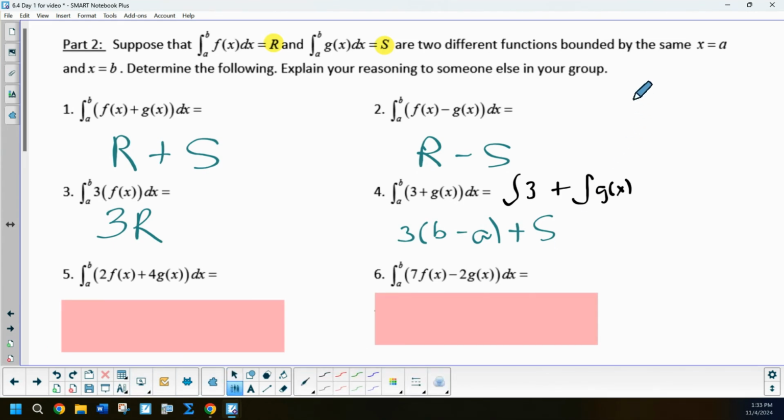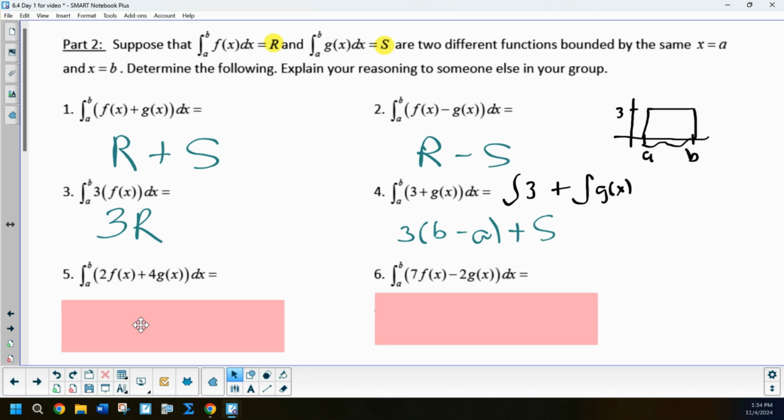I could even draw a picture here. So from A to B, under the line 3, your height is 3, and the base would be B minus A, which is what I've got here. So like base times height. You could also distribute the 3, doesn't matter. And then, of course, we know this part is already S from up above.